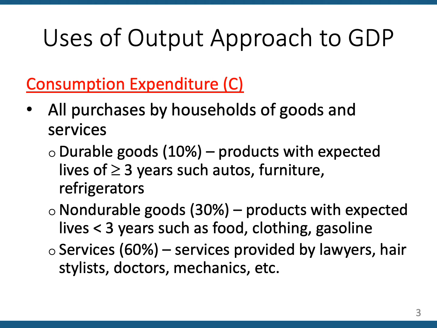You can see durable goods are 10% of consumption, non-durable goods are 30% of consumption. And the difference here is that for a good to be a durable good, it's something that has a useful life of 3 years or more.